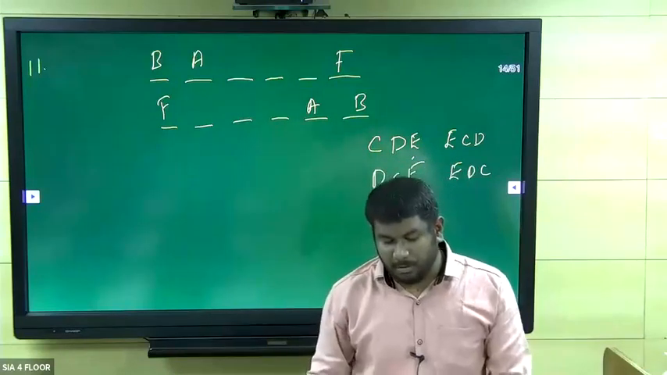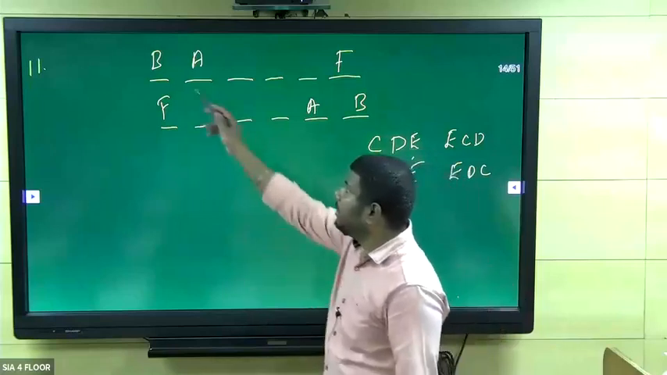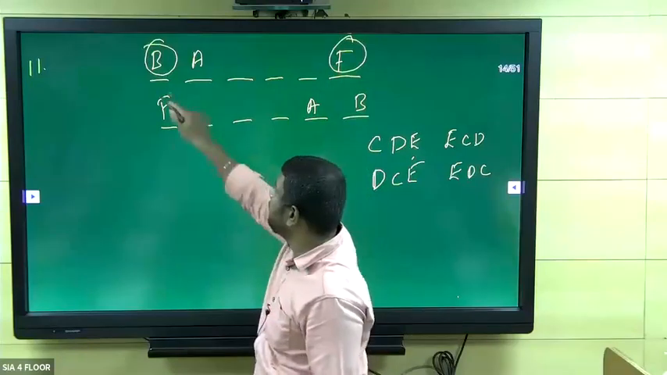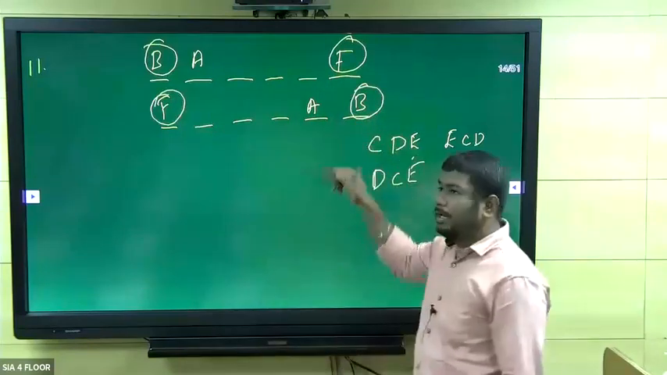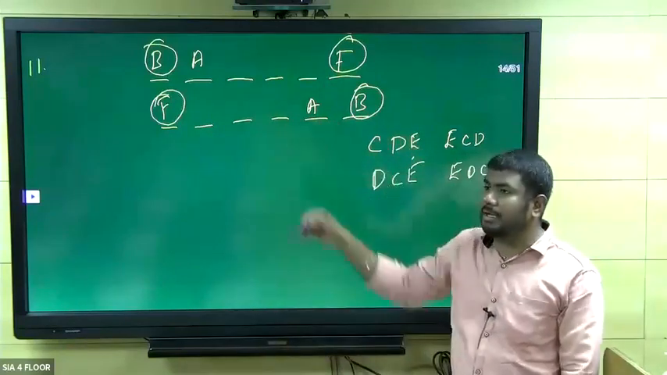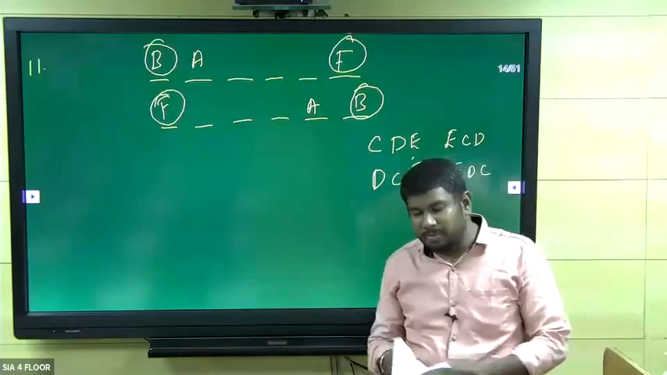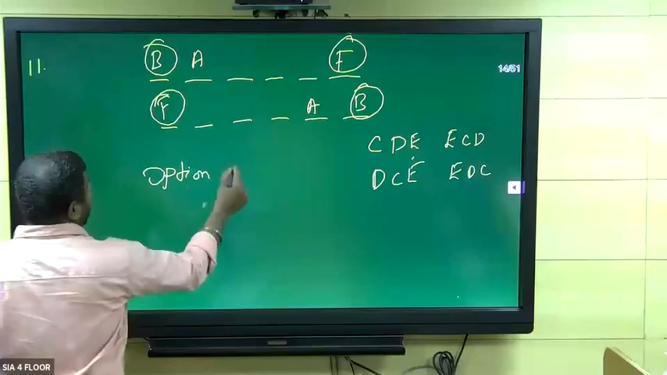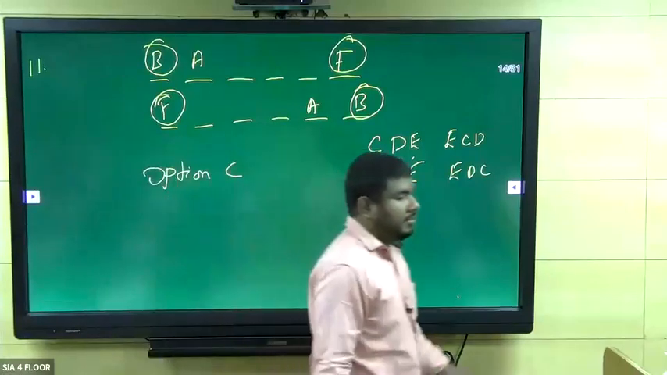So what is the question? Who are standing on the extremes? B and F in both possibilities. In both possibilities, B and F are standing on the extremes. So option C is the answer for this question, right?